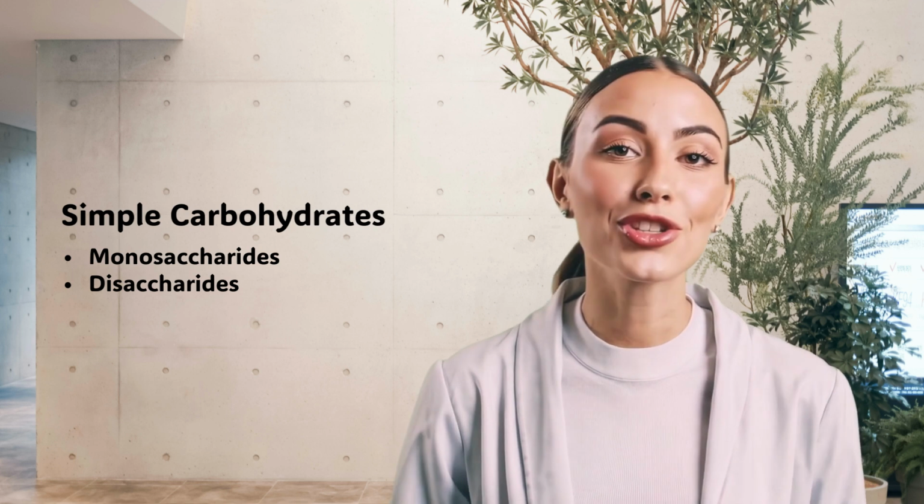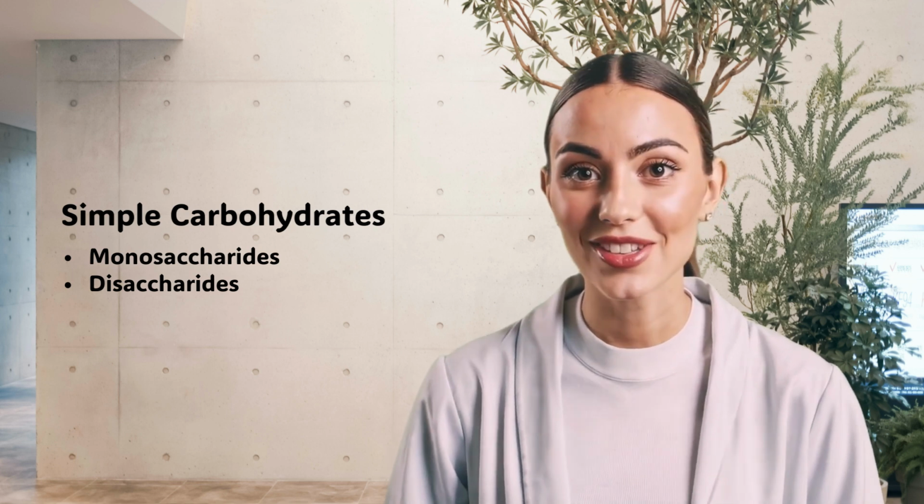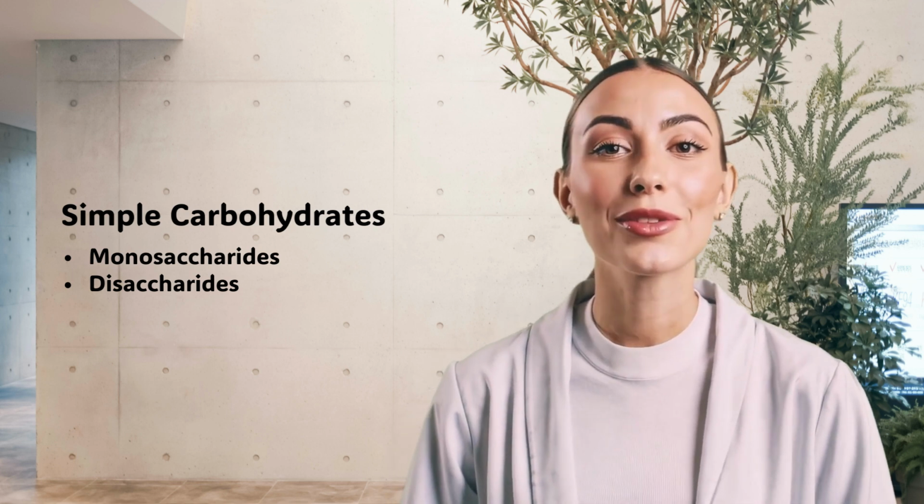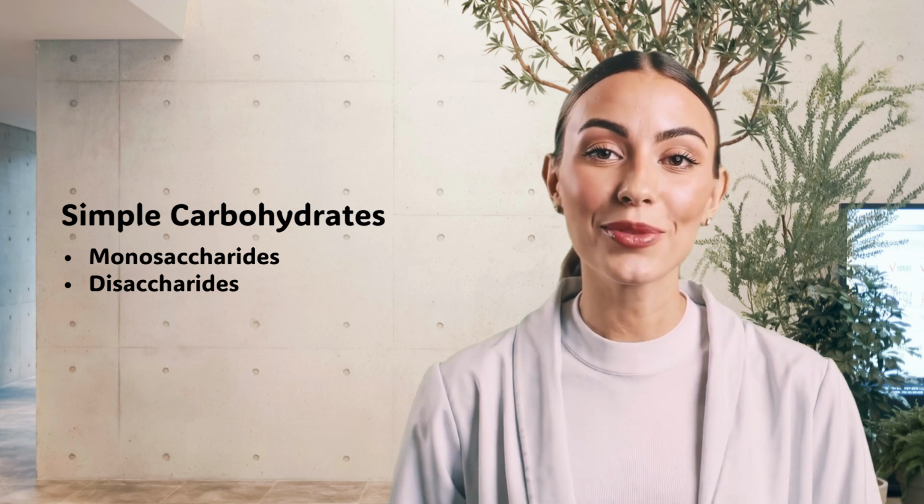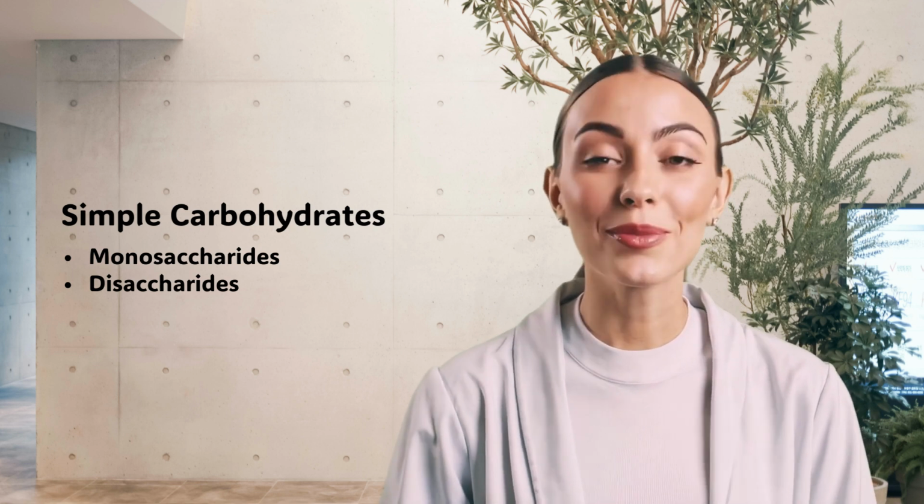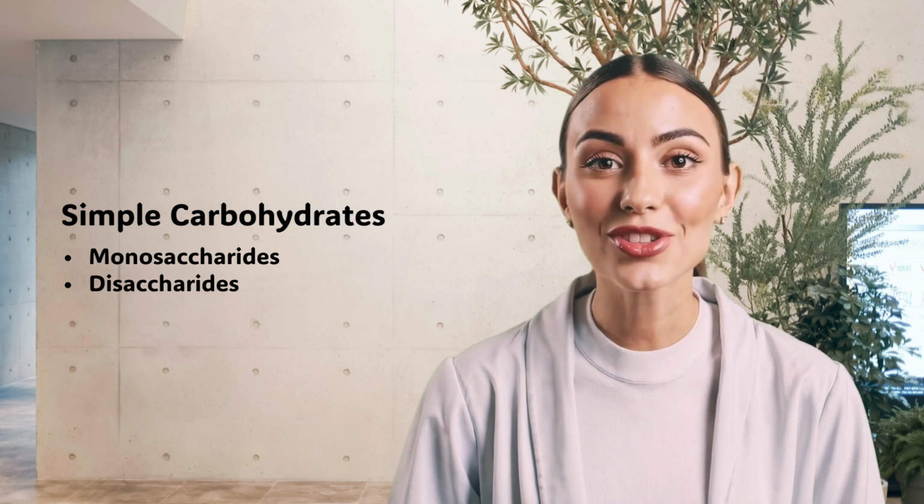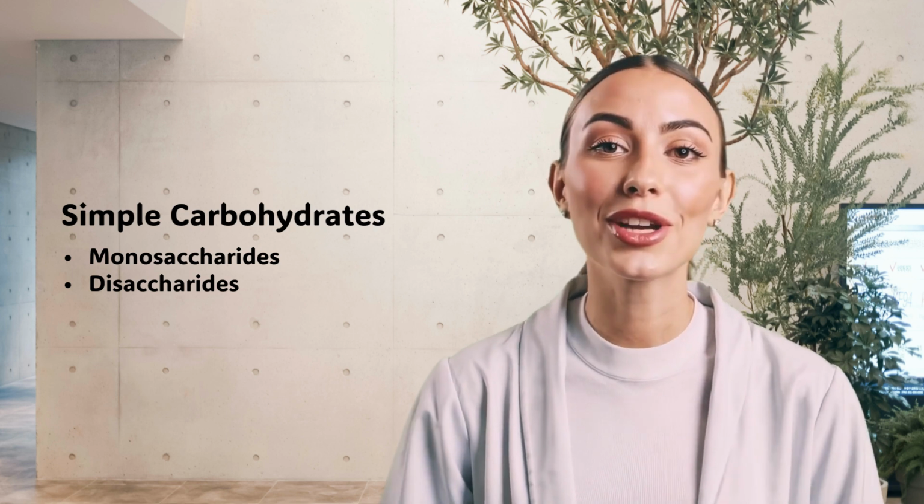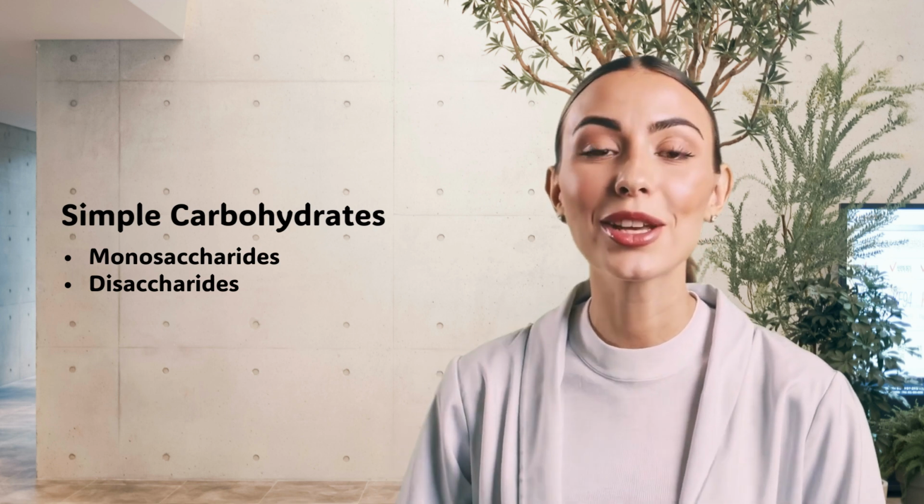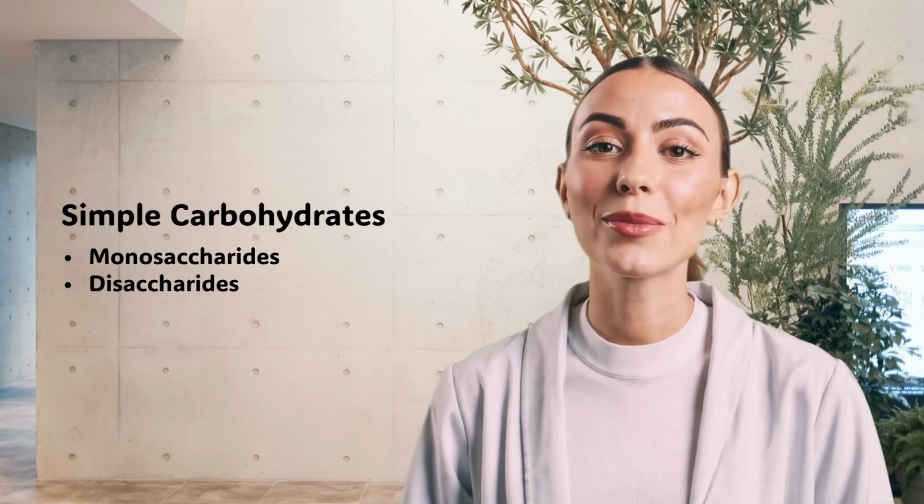Moving on, when two of these monosaccharide units join together through covalent bonds, they form disaccharides. A common example is sucrose, which is made up of glucose and fructose. Sucrose is especially important nutritionally because it makes up about 1/3 of the carbohydrates in a typical Western diet.